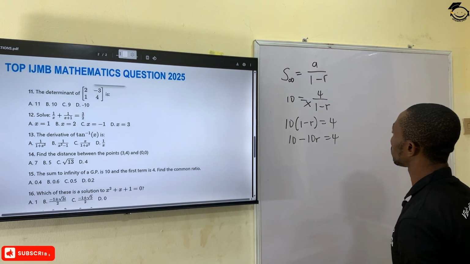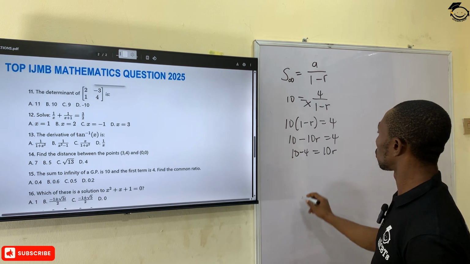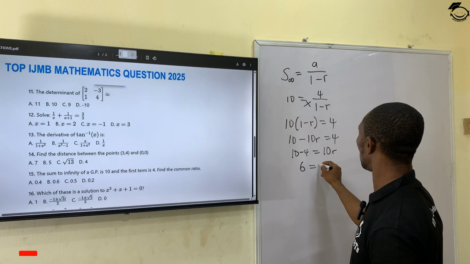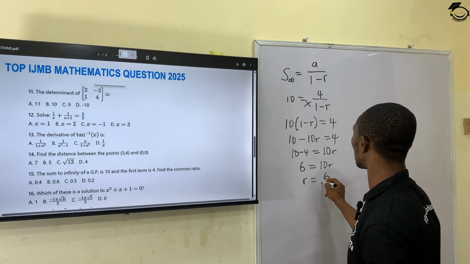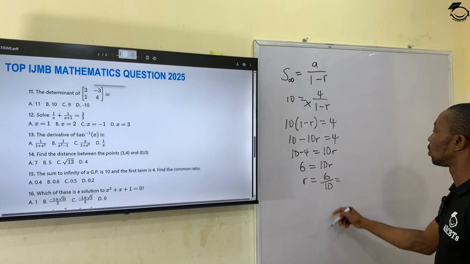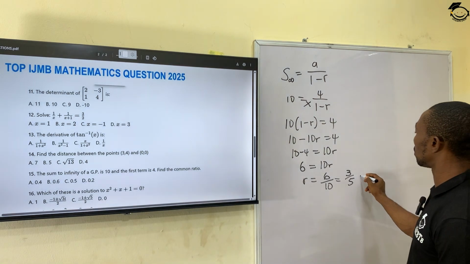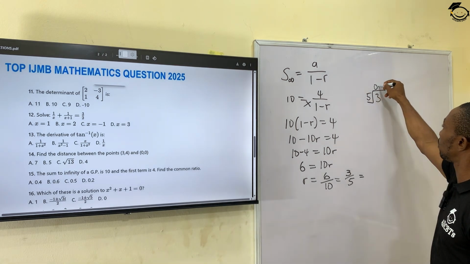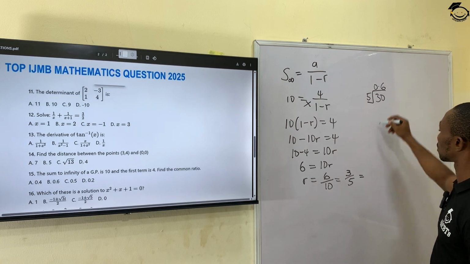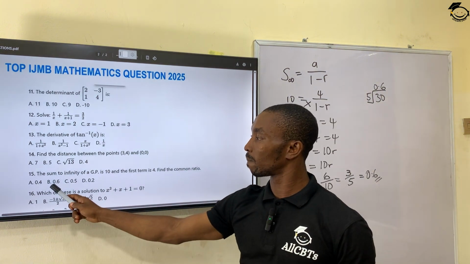Expanding this will give us 10 minus 10r equals 4. So collecting our like terms, this will become 10 minus 4 equals 10r. So 10 minus 4 will give us 6 equals 10r. So our r, which is our common ratio, will become 6 over 10. Now to its lowest term would give us 3 over 5. And if we convert this to decimals, we are having 3 divided by 5, so this is 0.6, which is option B.